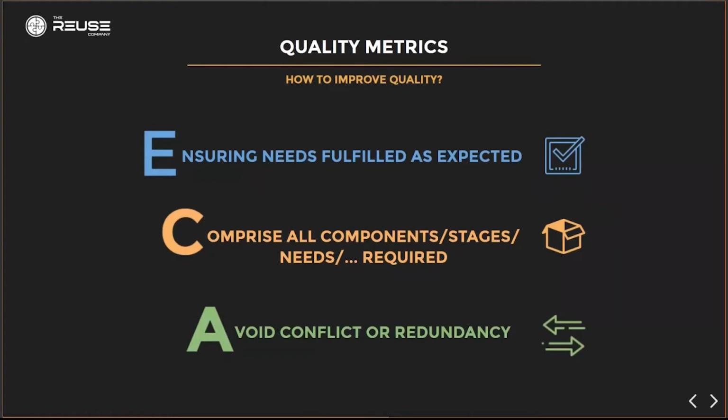And for the third one, we're talking about consistency. In this case, it's basically trying to avoid any kind of contradiction or even unnecessary elements which might lead to development problems, of course, right?